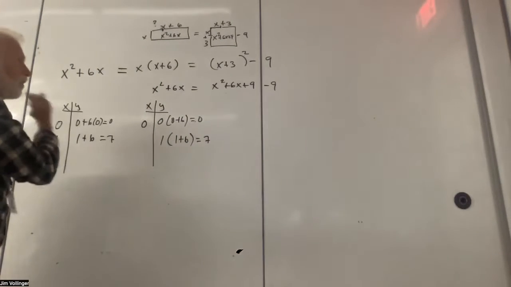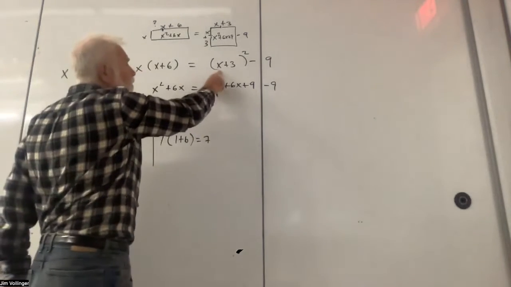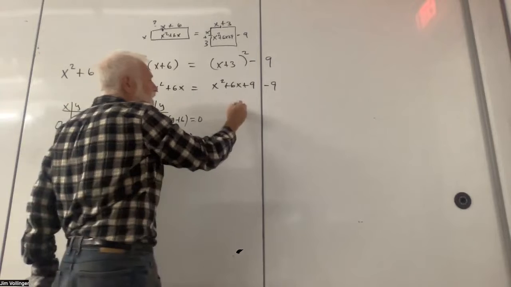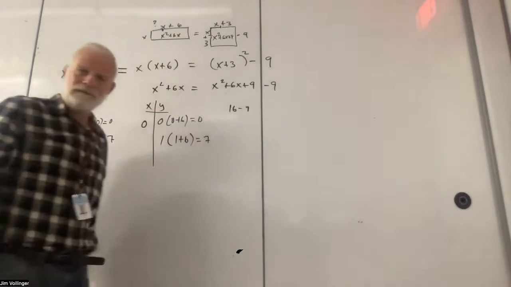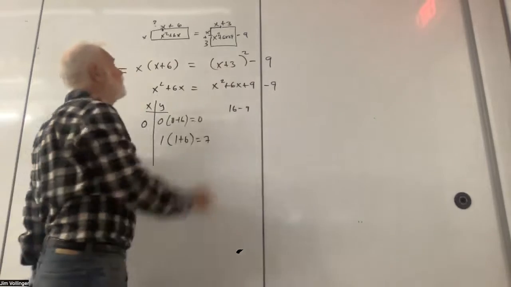Okay. Put a number in. What did we put in? A 1 got us a 7. So let's put a 1 in. 1 plus 3, 4, 4 squared, 16 minus 9. And that's also 7. So we may call this a new name.